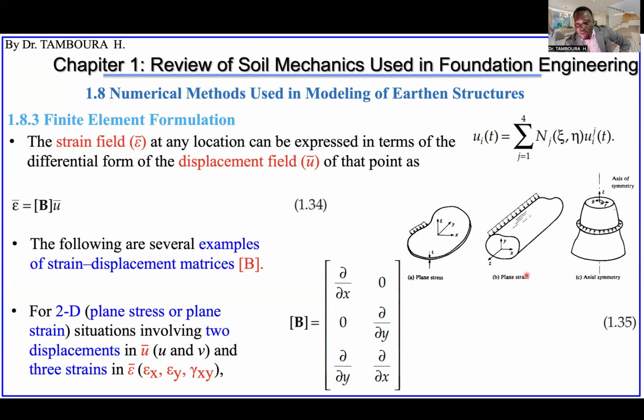Okay, the plane strain condition means along this length, for example, the strain is not changing. So you just need this section. The change is happening only in this section. I can take, for example, the case of a strip footing, or let's say a long embankment, or a dam.